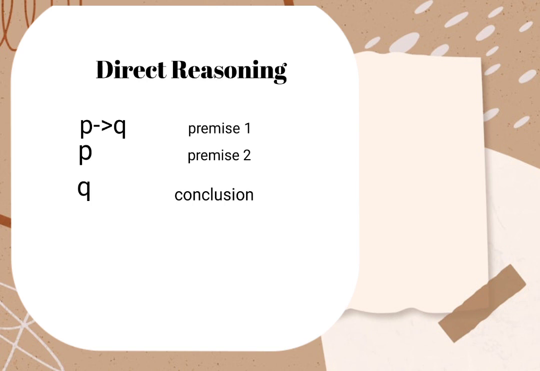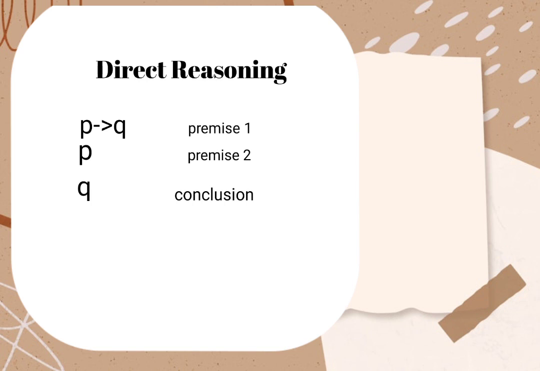So, para mabilis natin maintindihan, yung P, then Q is yung arrow, palitan nyo siya ng equal. So, P equals to Q, then P. Therefore, the conclusion is Q.